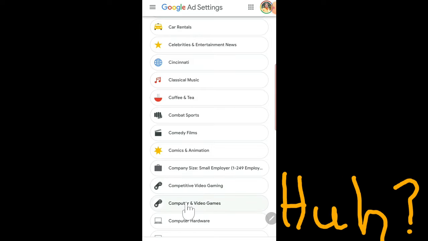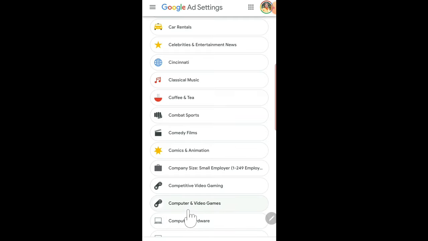This makes no sense at all because I have zero interest in video games of any kind. I don't play them. I've never played them. I've never had a PS4 or PlayStation or all those consoles for playing video games or computer games. I never do any of these things. So I don't know why Google thinks I'm interested in them.